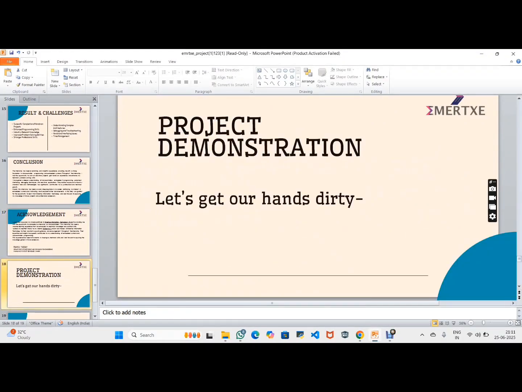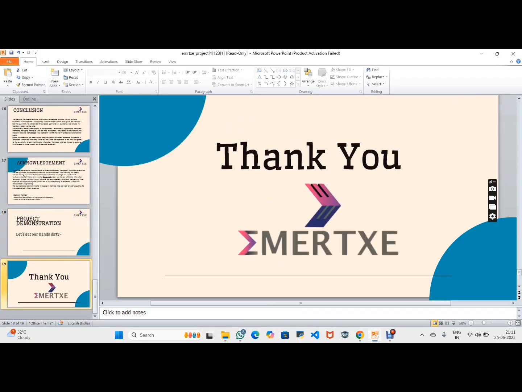Project demonstration. I am making a single video for a demo. From this PIC microcontroller, I have made lots of projects using the PIC Genius board with the PIC16F877A microcontroller. This is a very useful microcontroller. Thanks to Emertxe Information Technology.